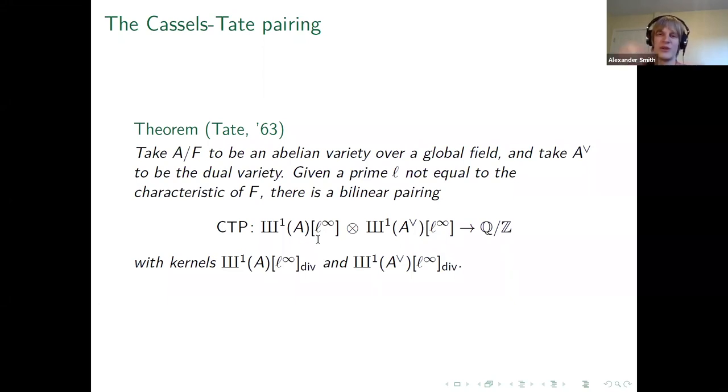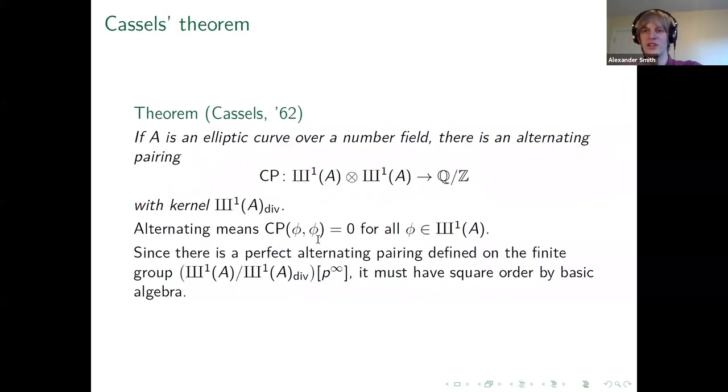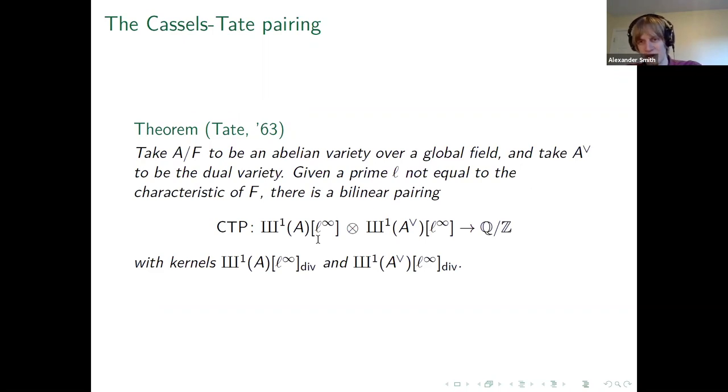But for now, I just want to recontextualize the Cassels-Tate pairing, which I think almost everybody thinks about in this form, where it's Sha of A and then Sha of A dual, or in the case of an elliptic curve, Sha of A and Sha of A. I don't think that this is the most useful way to frame the Cassels-Tate pairing. Rather, I really prefer thinking about the Cassels-Tate pairing as a pairing on Selmer groups.